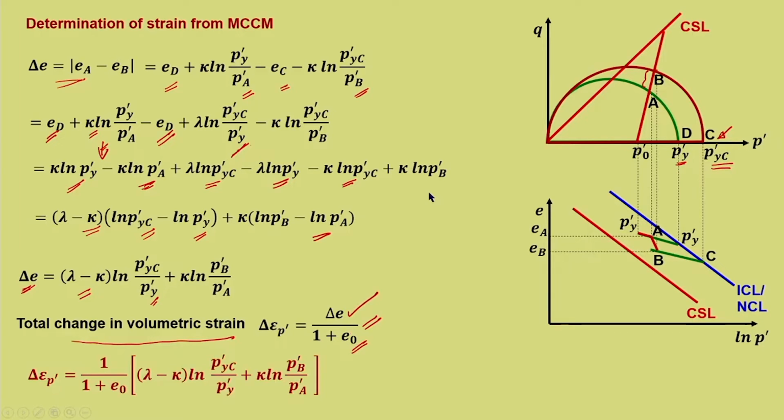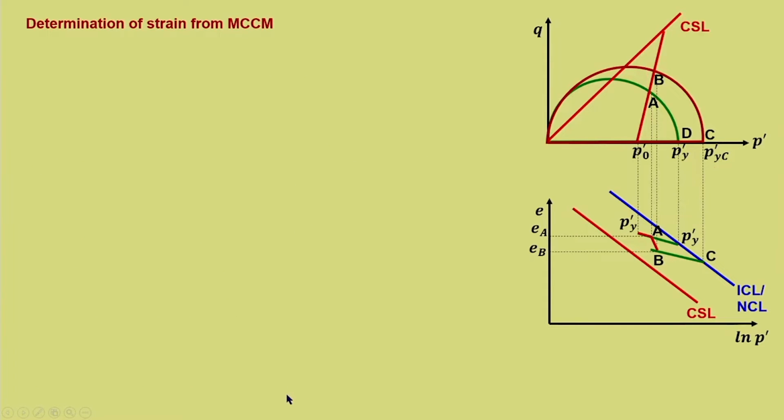So, we can write the total change in volumetric strain delta epsilon P dash is equal to 1 by 1 plus E naught into delta E. So, delta E comes from here, that is lambda minus kappa ln P dash yc upon P dash y plus kappa ln P dash b upon P dash a. So, that is about the total change in volumetric strain.